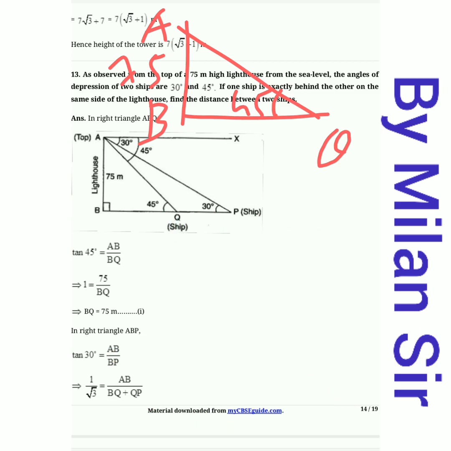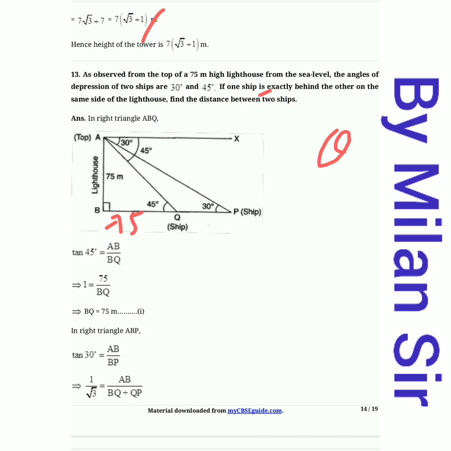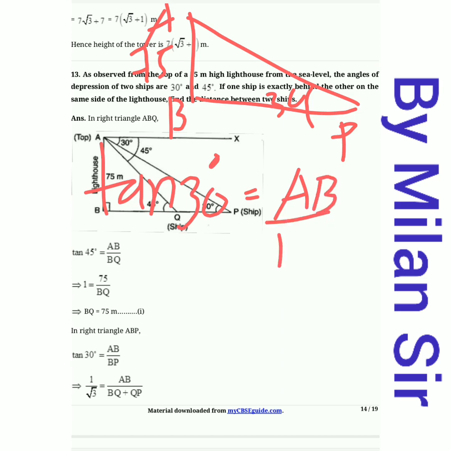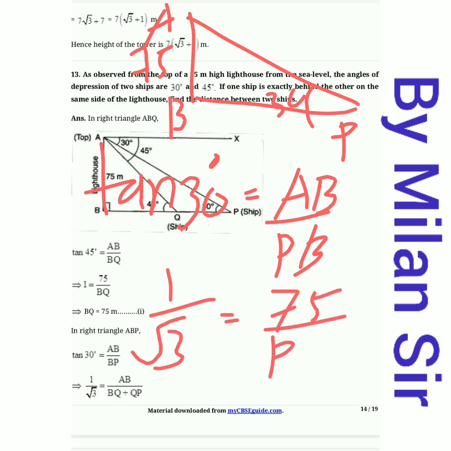Okay, so BQ is equal to 75 meters. Now the second triangle. So here BQ is equal to 75. Now we use the second triangle. It's ABP. Here 30 degrees. Again, opposite side is given, 75. We need to find the adjacent side PB. So again, we use tan here. So tan 30 is opposite side AB upon adjacent side PB. Tan 30 is 1 upon under root 3. AB is 75. We need to find PB.